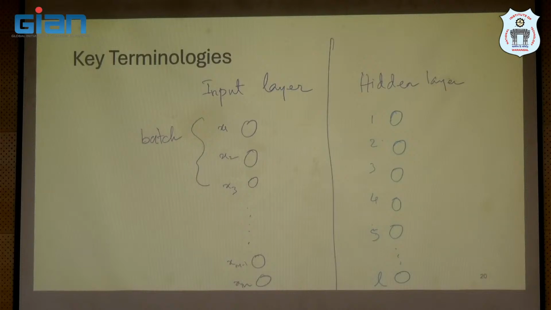So now let us look at a system, an artificial neural network, which has an input layer with 3 inputs and a hidden layer with 2 neurons or 2 entities. How many weights are there in this system?